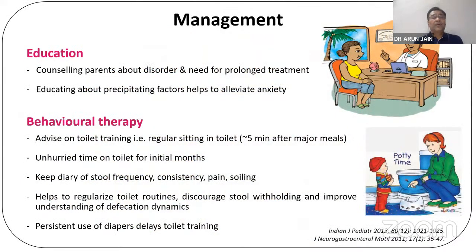What will we do? We will counsel the parents about the disorder and the need for prolonged treatment, and educate about precipitating factors, which helps to alleviate anxiety. The behavior therapy: advice on toilet training, that is regular sitting in the toilet 5 minutes after a major meal. The age for toilet training is 2 years and above. Mind it, you should not advise toilet training for a child less than 2 years.